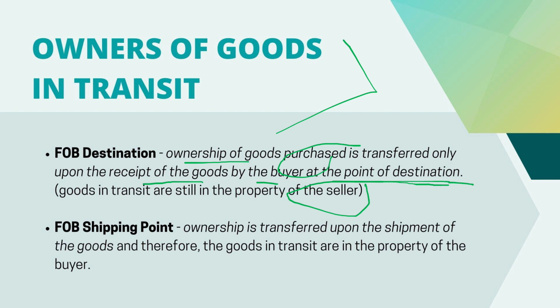While FOB shipping point naman po, yung ownership na is transferred upon shipment of the goods. Therefore, the goods in transit are property na po ng buyer. So, these are the two things na you need to understand because this is very important in the recognition of the inventory.